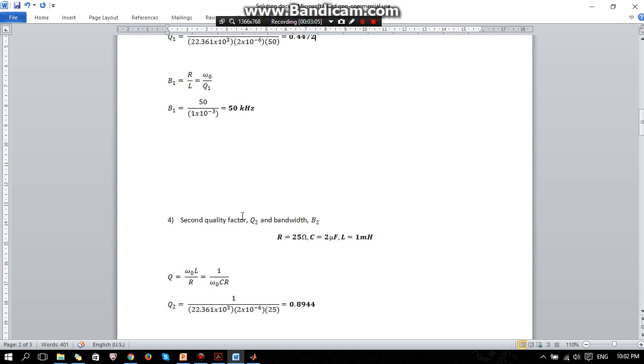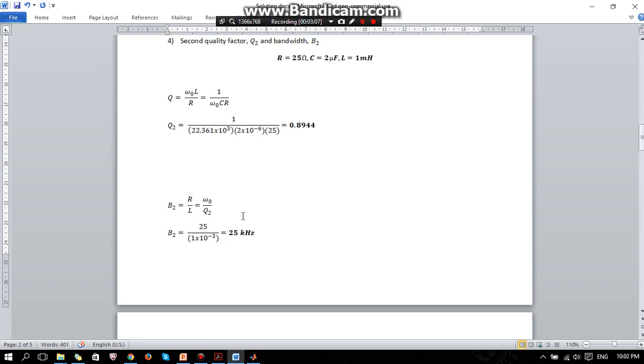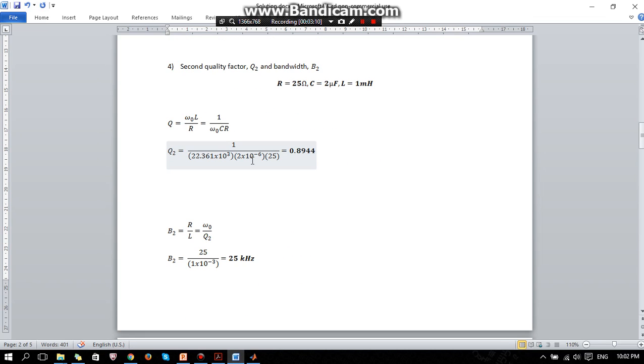Next, we need to change the parameter to increase the value of the quality factor Q1. We reduce the value of R to 25 ohm, and the values of C and L remain the same as before. We get Q2 equal to 0.8944 and B2 equal to 25 kilohertz.